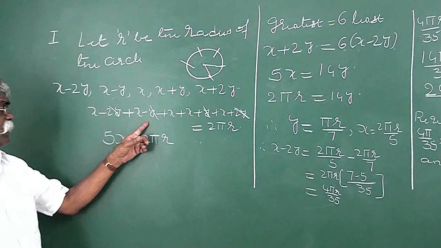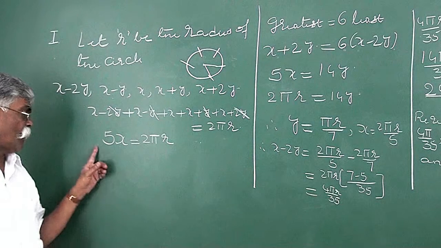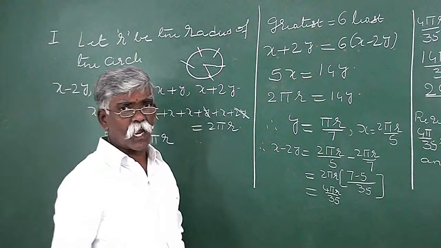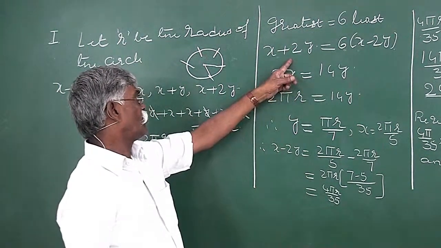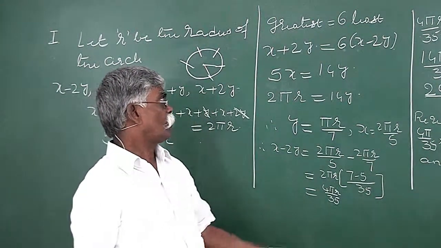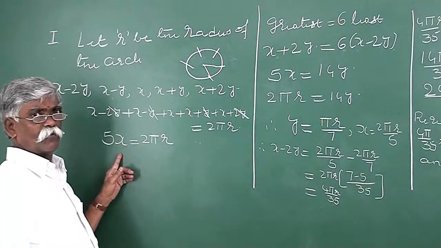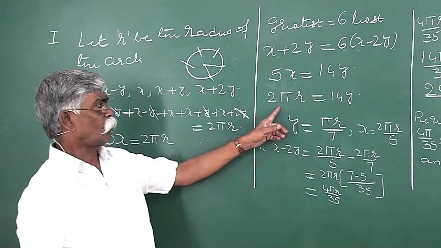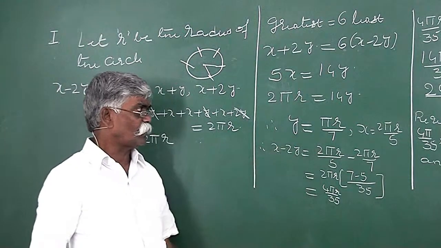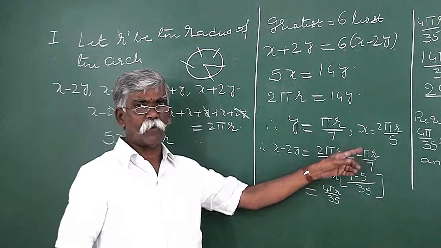So x minus 2y plus x minus y plus x plus y plus x plus 2y is equal to 2 pi r. Thereby 5x is equal to 2 pi r. And the greatest is equal to 6 times the least. The greatest is x plus 2y, and 6 into x minus 2y is the least. So we got 5x is equal to 14y, but previously we calculated 5x to be 2 pi r. Therefore 2 pi r is equal to 14y, and from this y is equal to pi r by 7, and x from here is 2 pi r by 5.